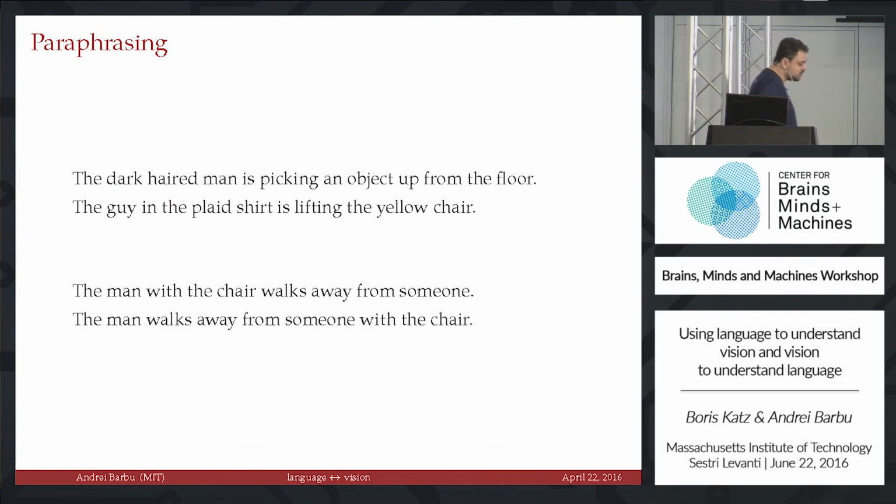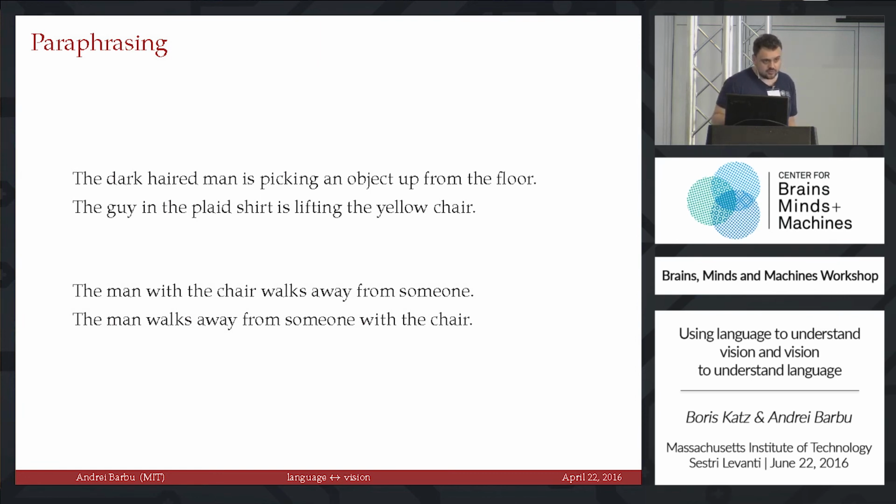Some pairs of sentences are very close to each other, like the one at the top. It really describes the same event. Some sentences look as if they're very similar at the token level, but in reality describe very different events, like the man with the chair walks away with someone versus the man walks away from someone with a chair. In one case, one person has a chair, in the other case, a different person has a chair.